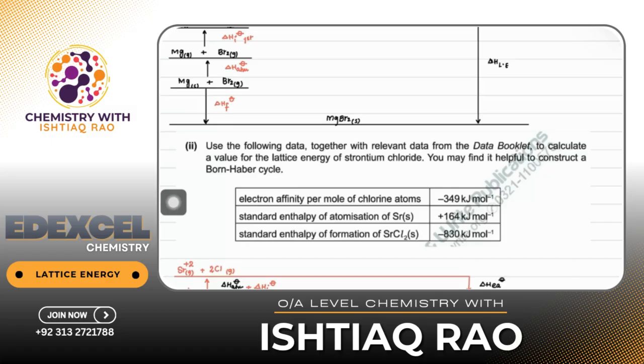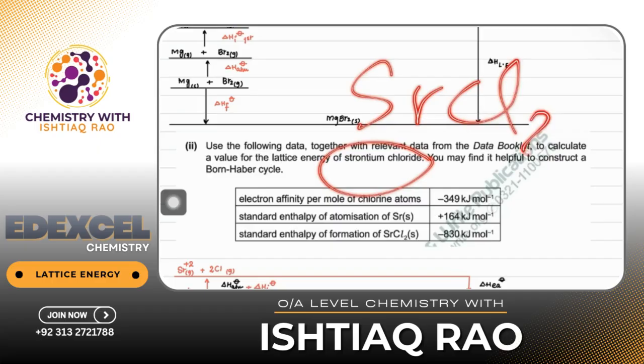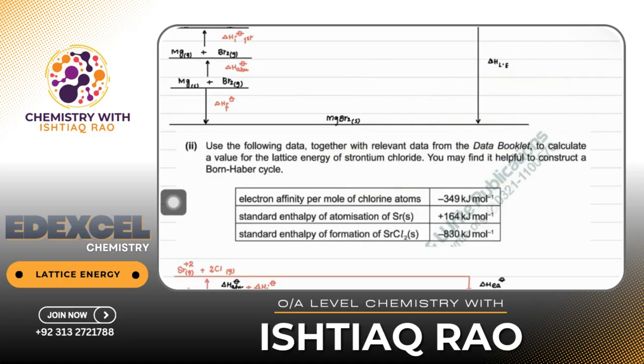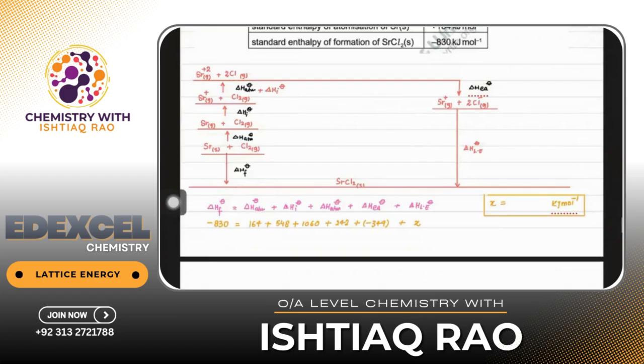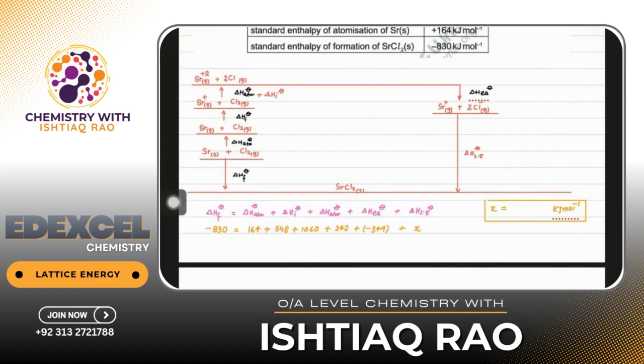Okay. Like they have given you the atomization of strontium. Okay, it's good. They haven't given you the atomization of the chlorine molecule because it's strontium chloride, SrCl2. So of course you need to know the atomization of chlorine as well. So we can see the data booklet. Okay. So unknown values we can see from the data booklet. Then you have to draw the Born-Haber cycle like that. It's not magnesium chloride, it's strontium chloride.